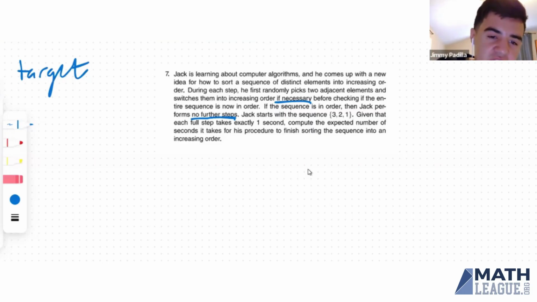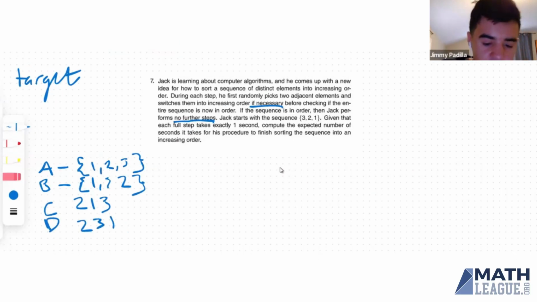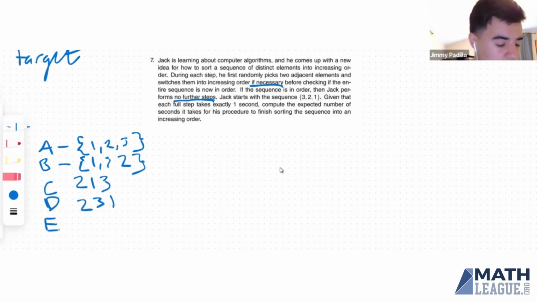So we can start by defining our states, to make the notation easier. We say we're at state A when the sequence is 1, 2, 3. State B is 1, 3, 2, and we can just keep going like that. C is 2, 1, 3. D is 2, 3, 1. E is 3, 1, 2, and F is 3, 2, 1. And we're looking for E of F.